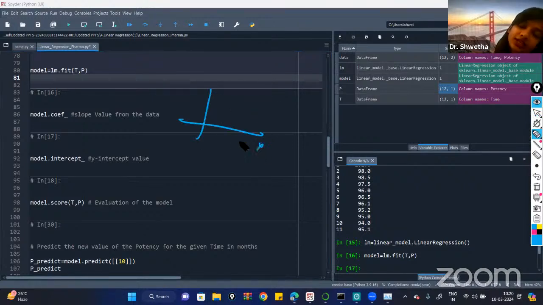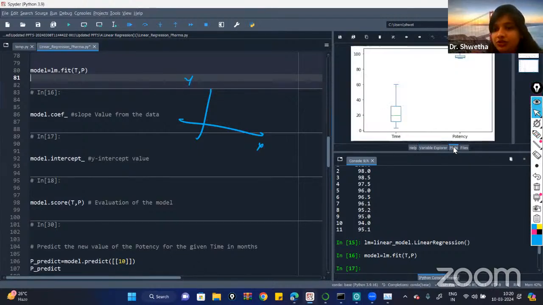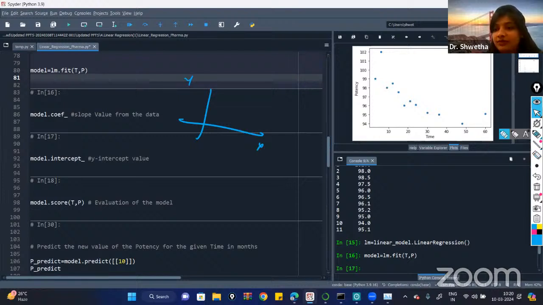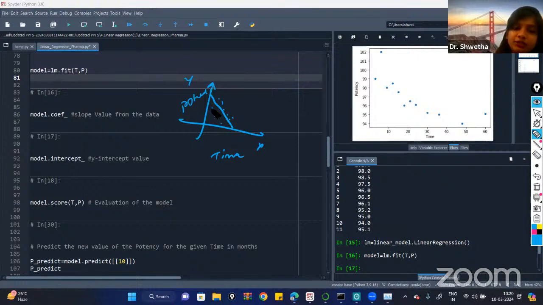Say, this is our X, this is our Y. I'll show you the plot too. Okay. Now, time and potency. This was the data and this is the line the model found out. The model found a best fit line, y = mx + c. So the values of this m and c for the best fit line are given by the model over here. So we can use that for the further prediction.